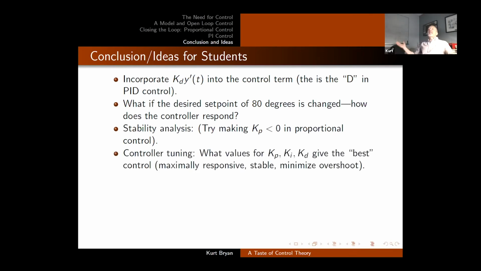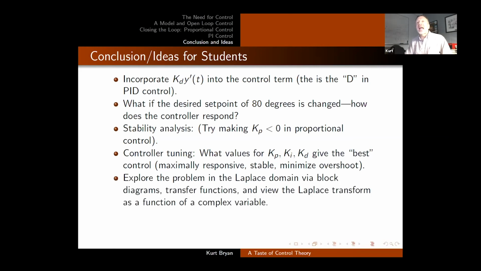And more generally, how do you choose the parameters that govern the control function? There's an entire cottage industry in engineering devoted to what's called controller tuning. How do you pick these values? There are all kinds of strategies that you can look at, and it's fun to experiment with this and see what happens. And all of this stuff in engineering is done almost entirely in the Laplace domain.